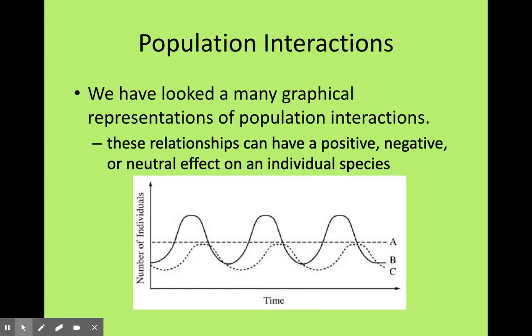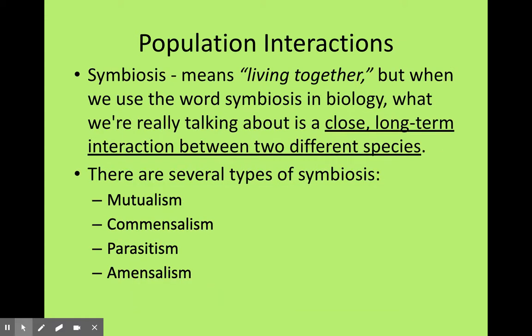So, let's get into population interactions. We have looked at some graphical representations of population interactions. We're going to do that in class together. These relationships can have a positive, negative, or neutral effect on individual species. So maybe this will sound familiar to you.